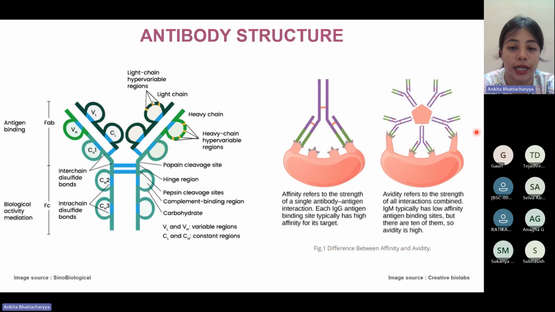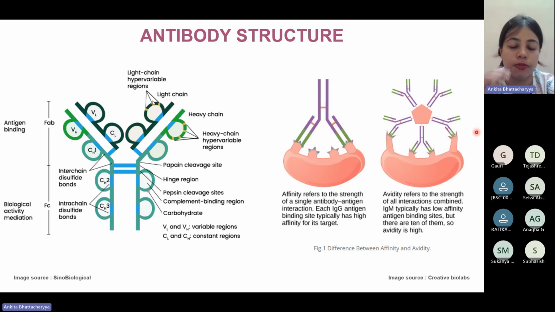Next, what you see on the right is a diagrammatic representation of two concepts that I personally had a lot of difficulty with when I was initially studying immunology during my college days. I had a lot of confusion understanding the difference between affinity and avidity. But as has been explained very well in the lecture, and I also found a good schematic to clarify that concept.